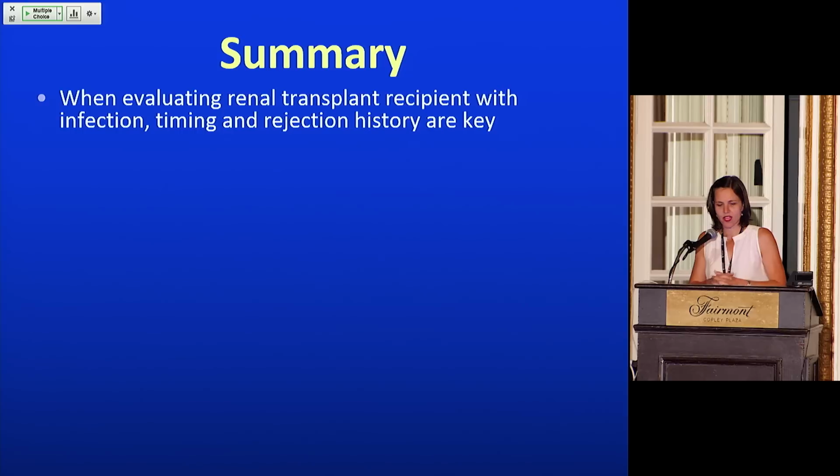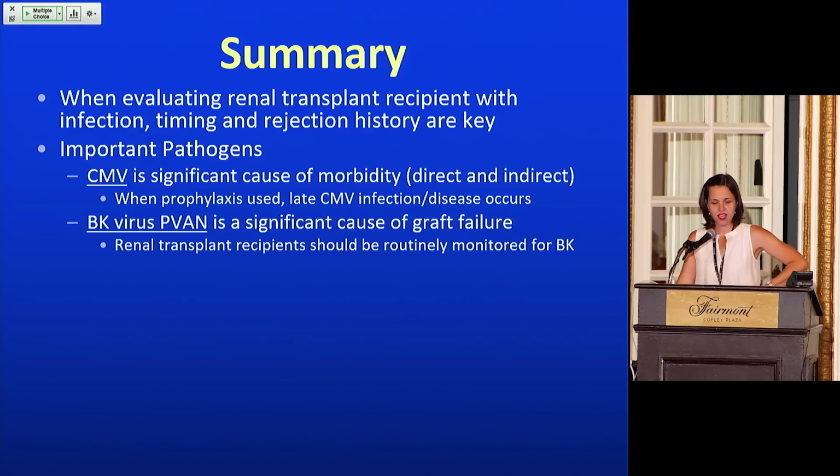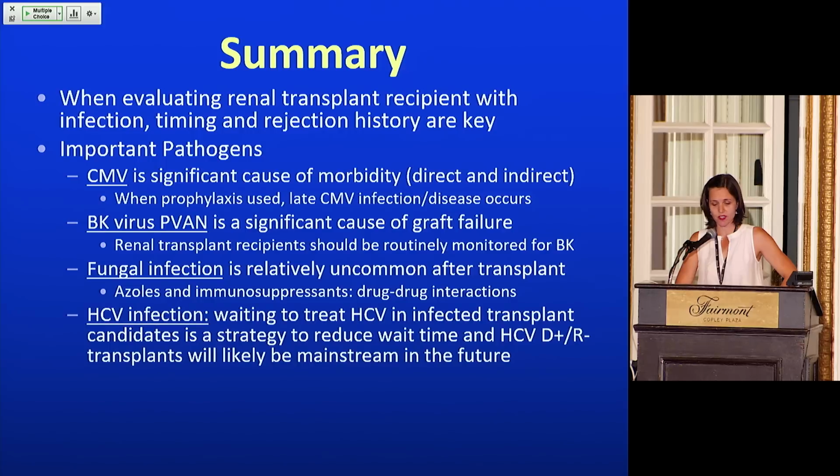So in summary, when you're evaluating the kidney transplant recipient with infection, timing and rejection history is going to be key to figuring out what kind of infection they'll have. CMV is a really important pathogen, and when prophylaxis is used, it'll happen after the prophylaxis ends. BK virus is a really significant cause of graft failure, and you need to monitor people for viremia. Fungal infection is relatively uncommon after transplant, but if you're treating one with an azole, you need to remember your drug interactions.